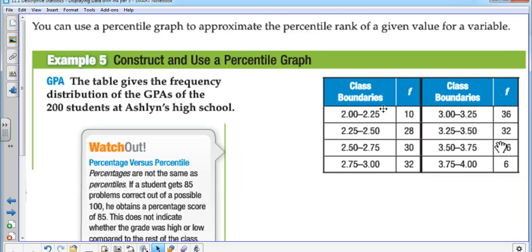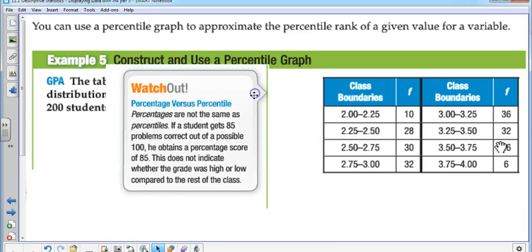This is an example that says they took 200 students' GPAs and put them in here. 200 students who were between a 2 and a 4 GPA. Okay? They broke it down into 1/4 of a points.